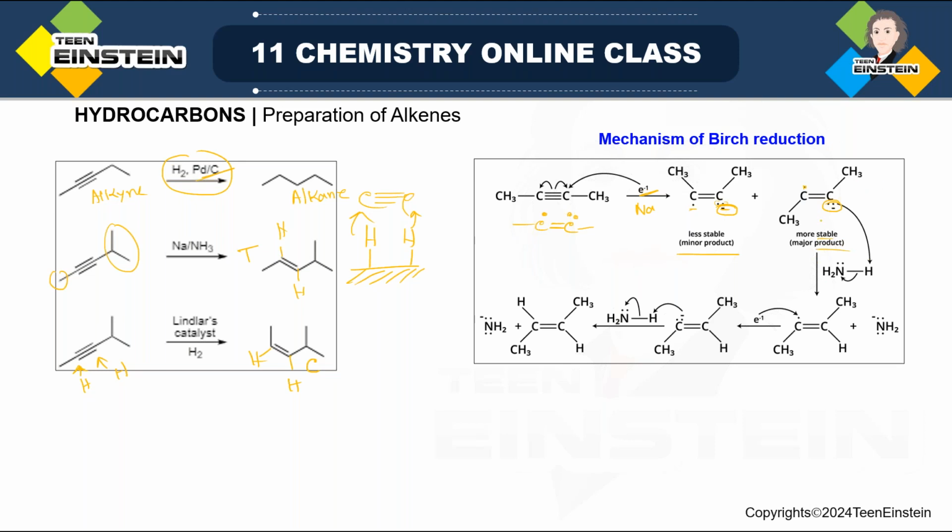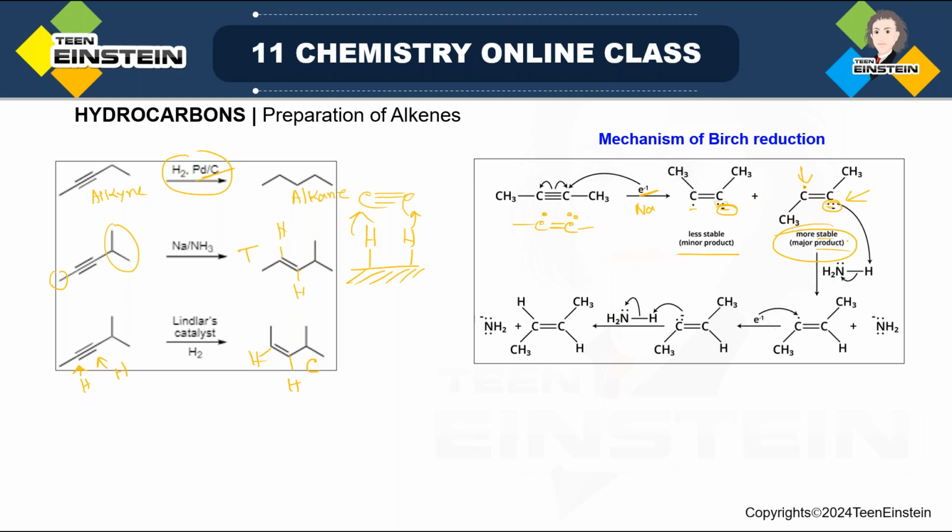Because in this case, this is a single electron and this is a double electron, but still they are on the opposite side. So when the negative charges are far from each other, that will create more stability. And that is why the second radical anion is more stable compared to the first one. So obviously, from the more stable intermediate, you will get the major product.